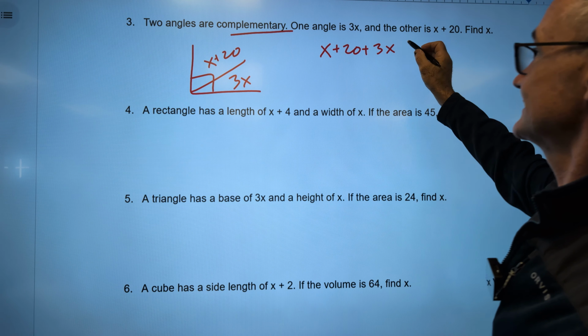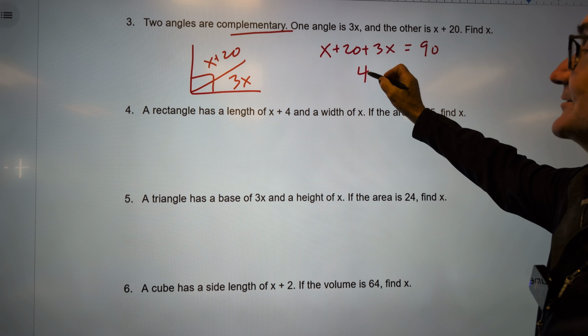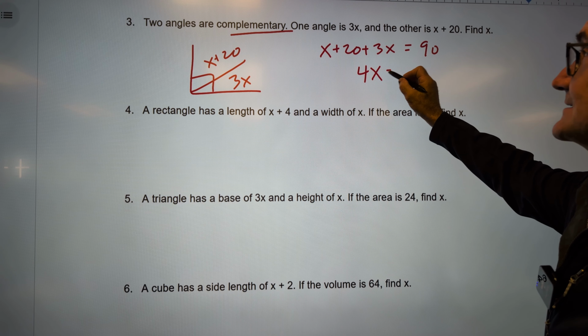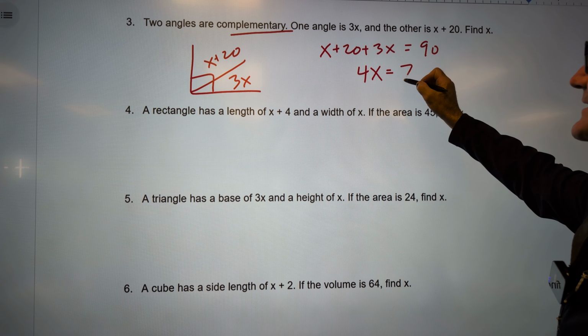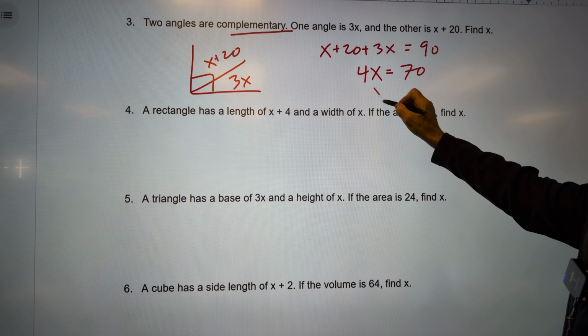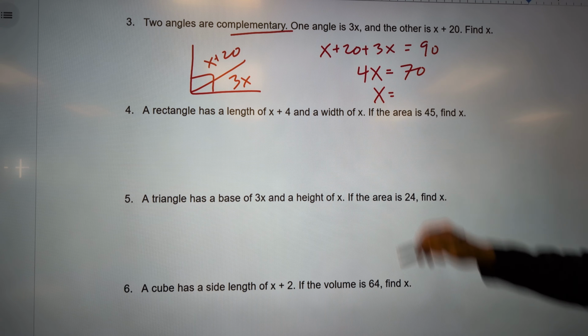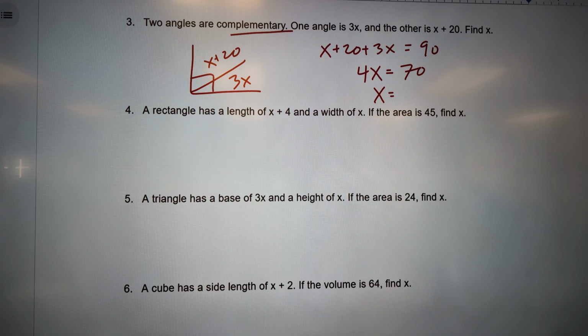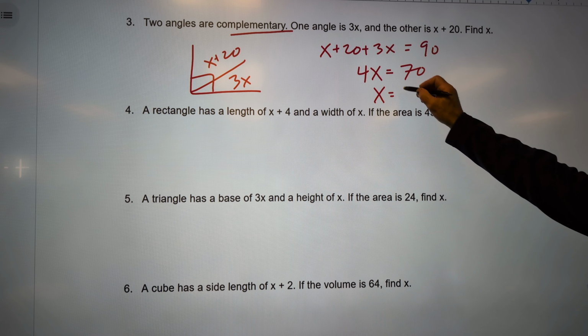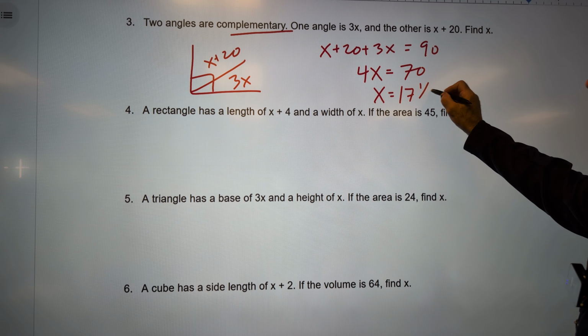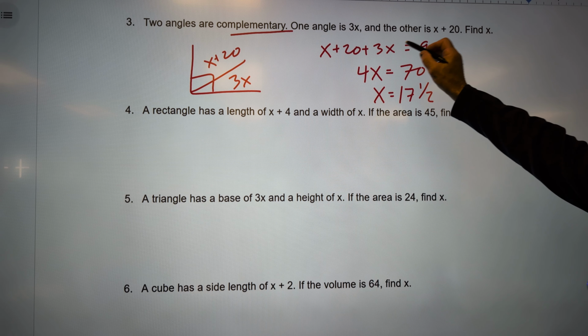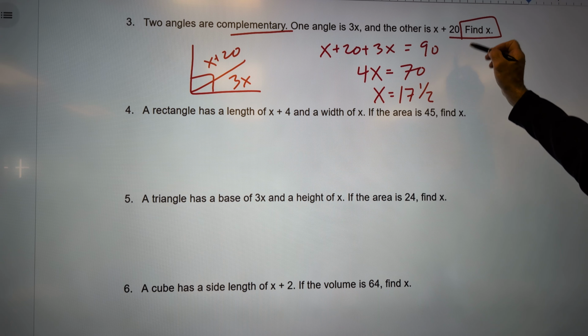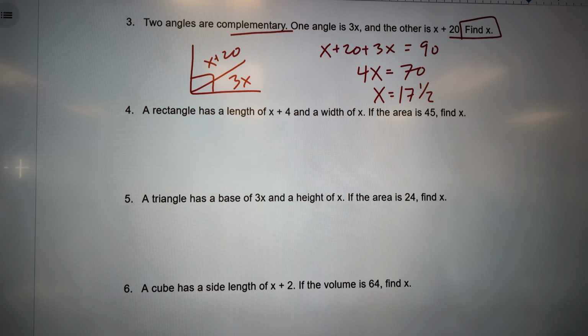Now that I've got my equation, I need to isolate my variable x, combine similar terms. x and 3x is 4x. 90 minus that 20 is 70. x is equal to 70 divided by 4. 35 is half. 17 and a half is half of that. Then I recheck the question, find the value of x, and I've done that.